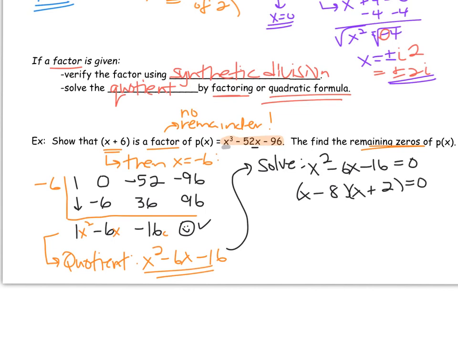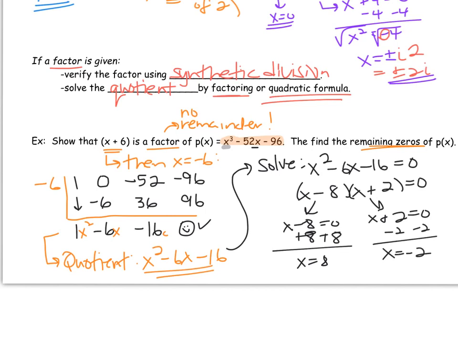Now that we've factored, we'll apply that zero product property, and this is the easy step. We just set each parenthesis equal to 0 separately and solve. First, we'll add 8, and then we'll subtract 2.